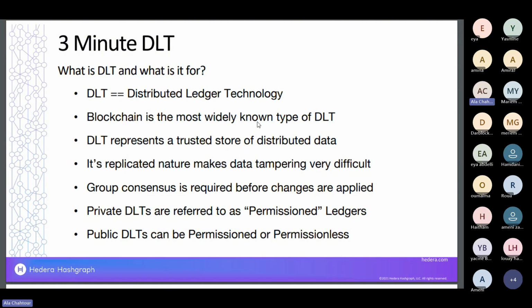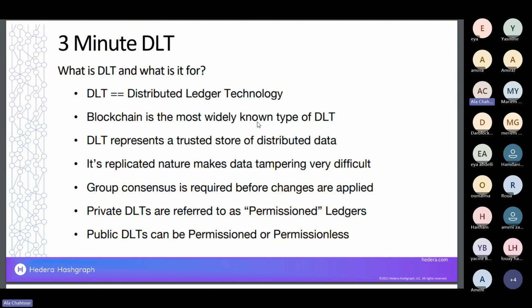Let's take an example. One of the private permissioned ledgers is Hyperledger. It's one of the private permissioned networks. And examples of public and permissionless networks are Bitcoin and Ethereum. Bitcoin is the first public and permissionless blockchain network that exists in the world of blockchain.